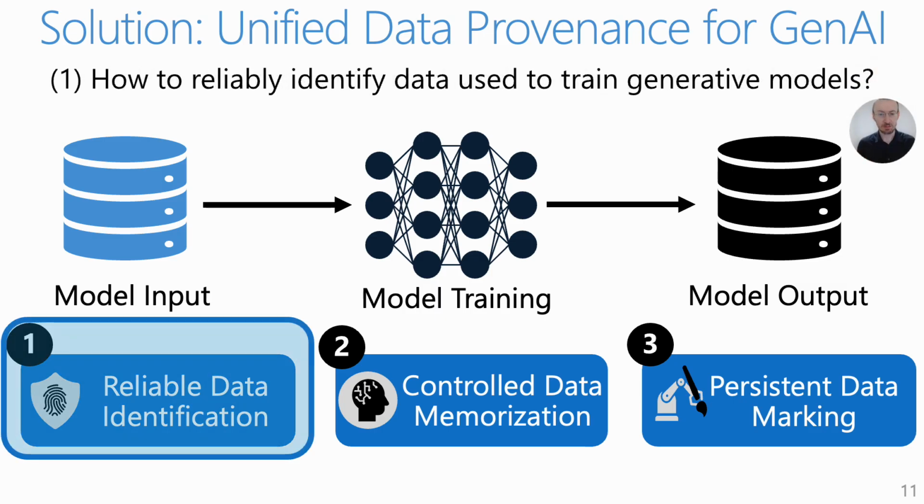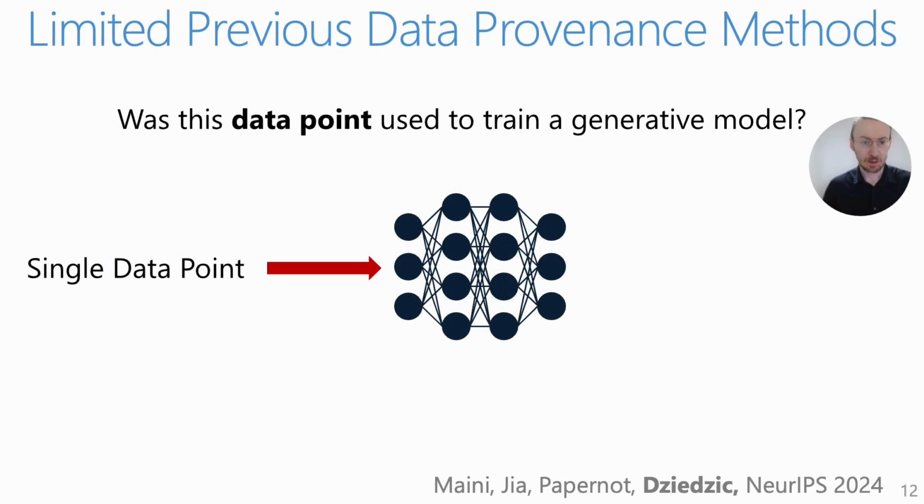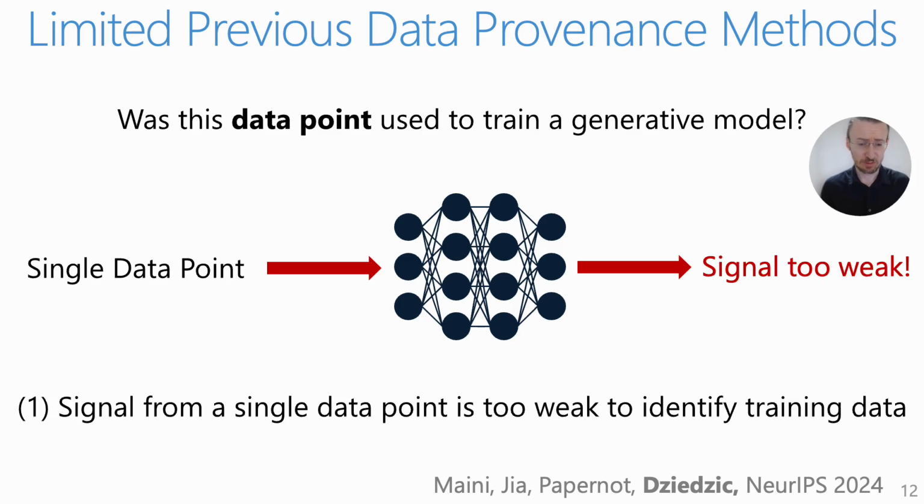So let me start with the first part on reliable data identification. Previous data provenance methods try to identify if a single data point, like a sentence or an image, was used to train a generative model. In 2024, we made a breakthrough. It was twofold. First, we showed that given the massive scale of these models, a signal from a single data point is too weak to identify training data.